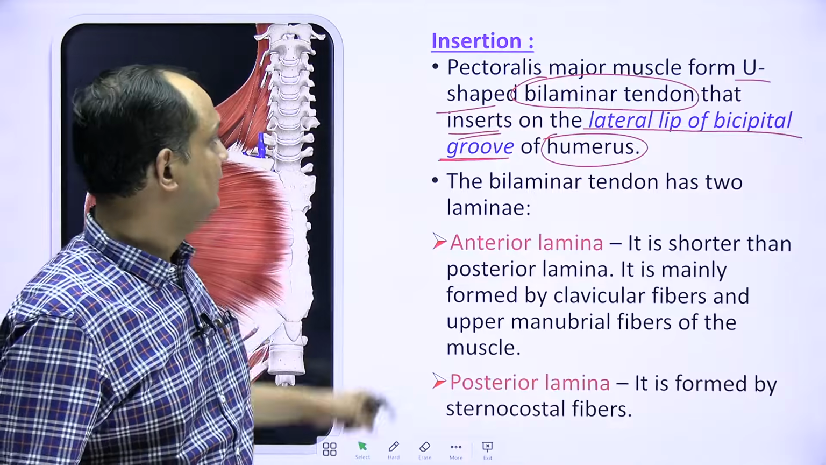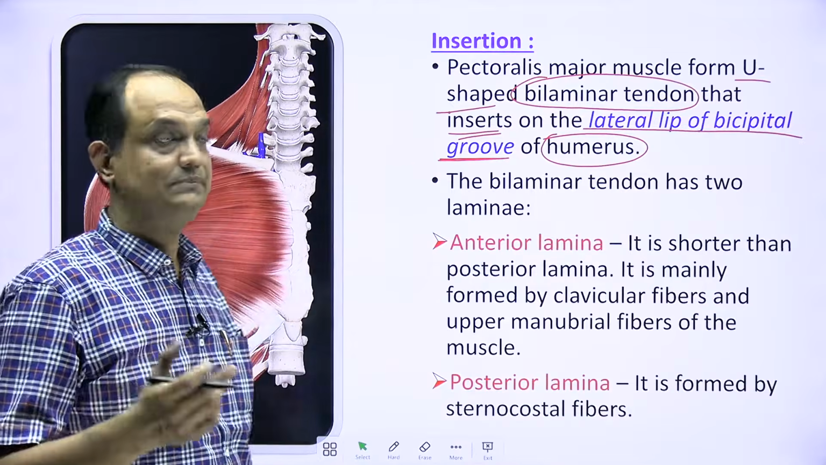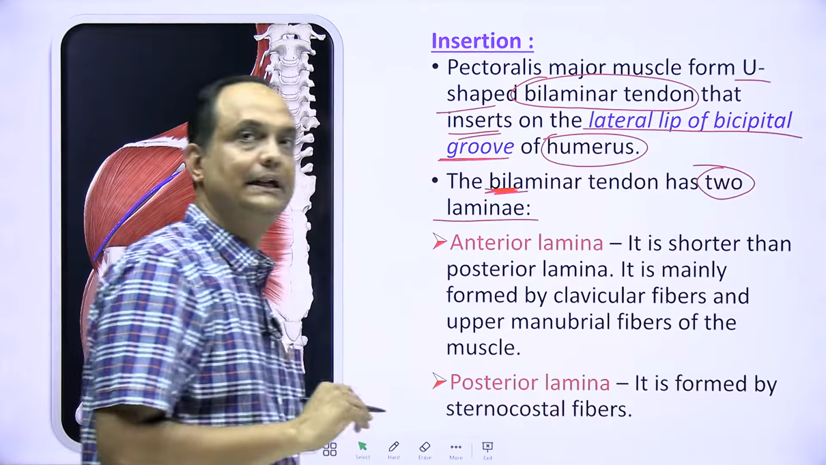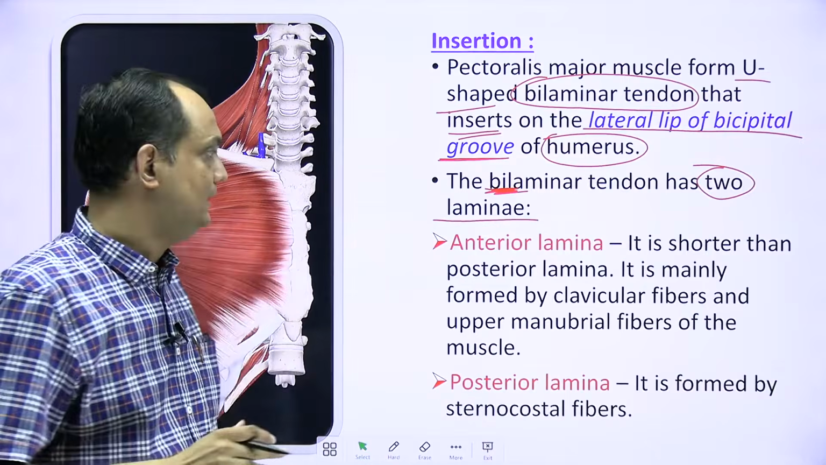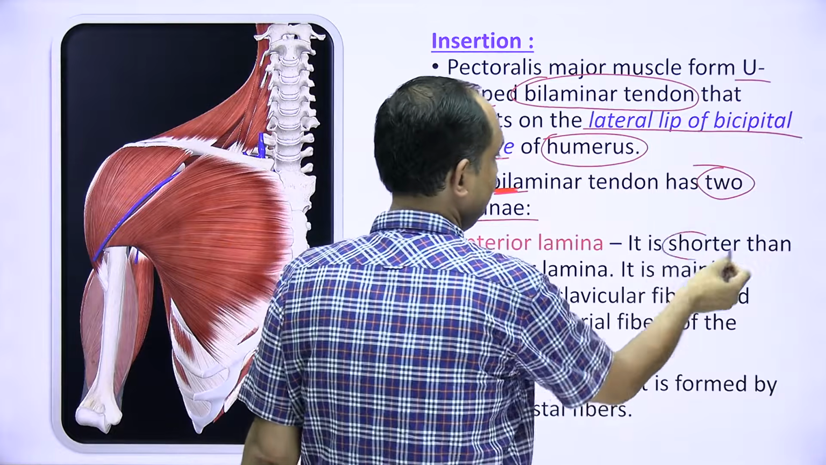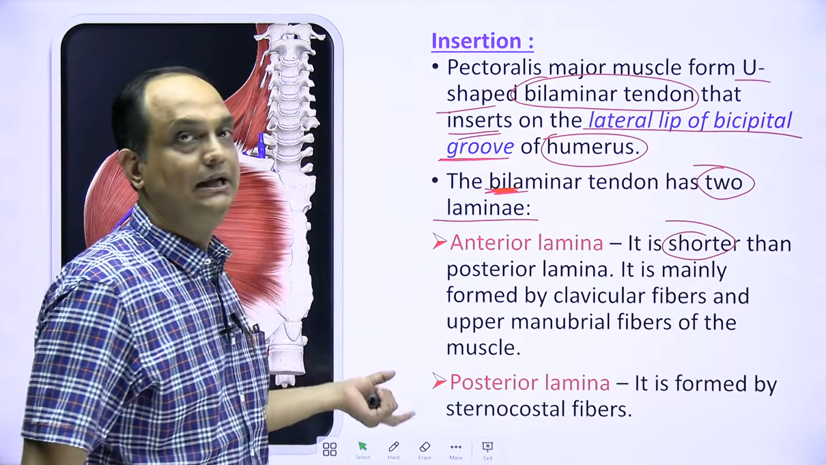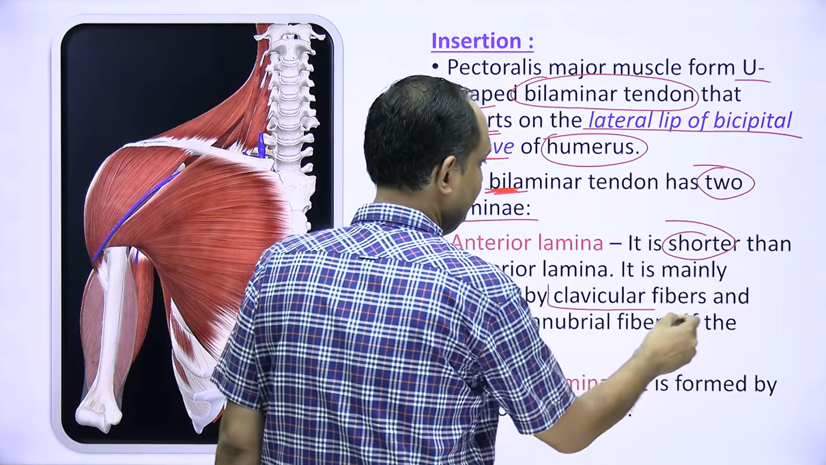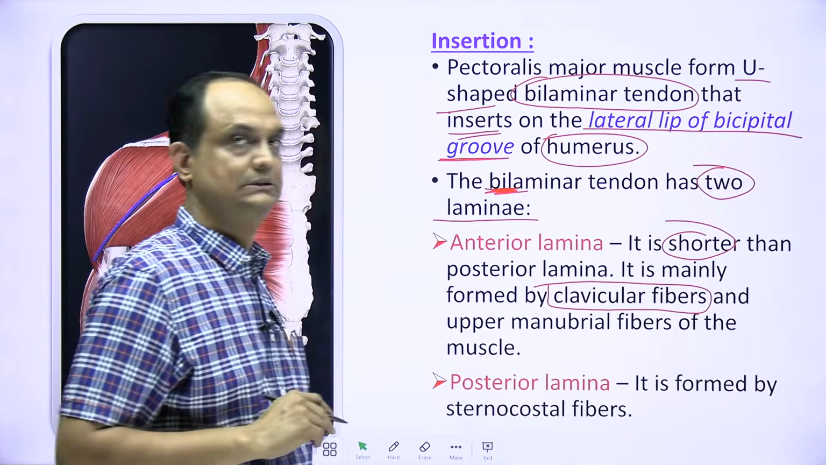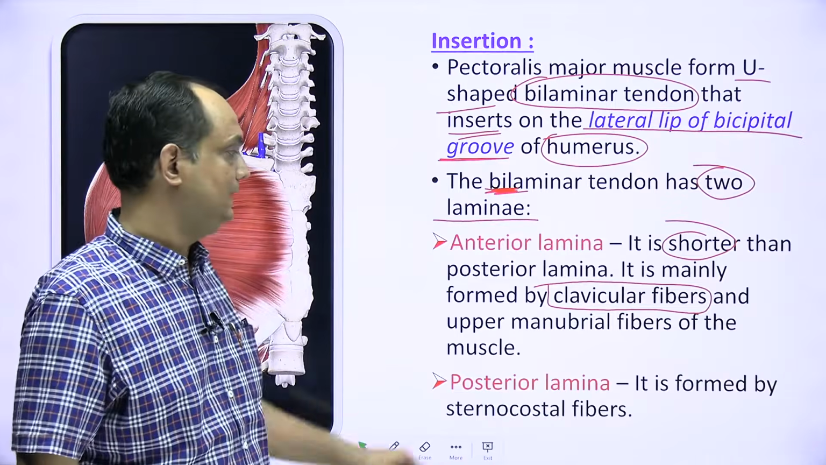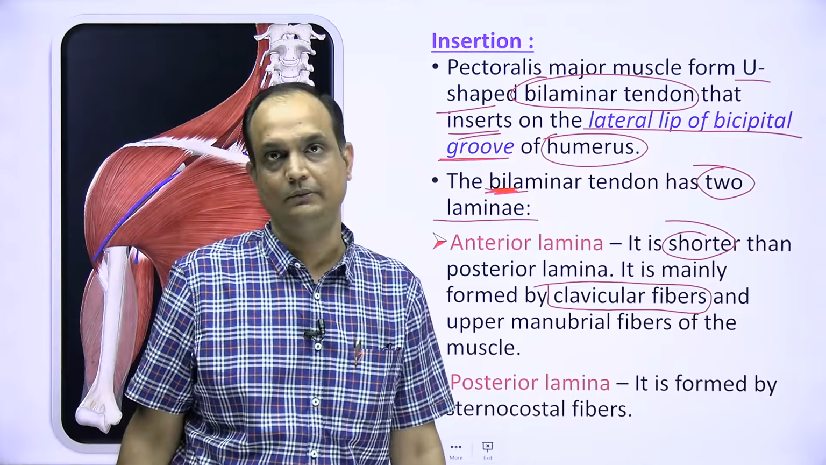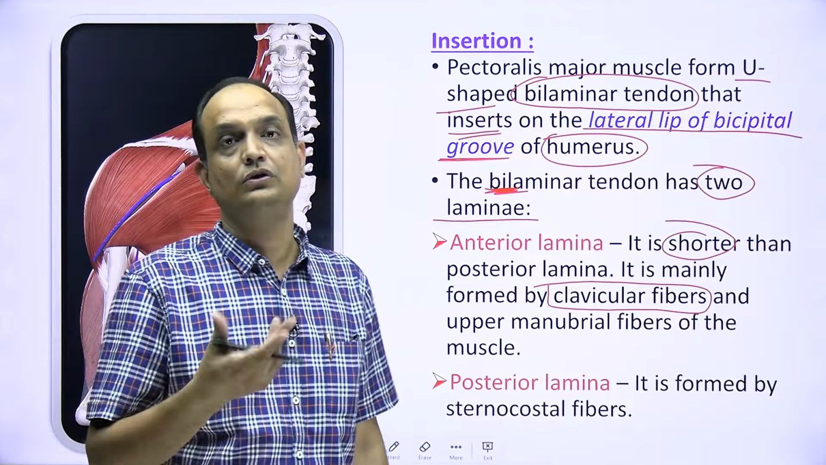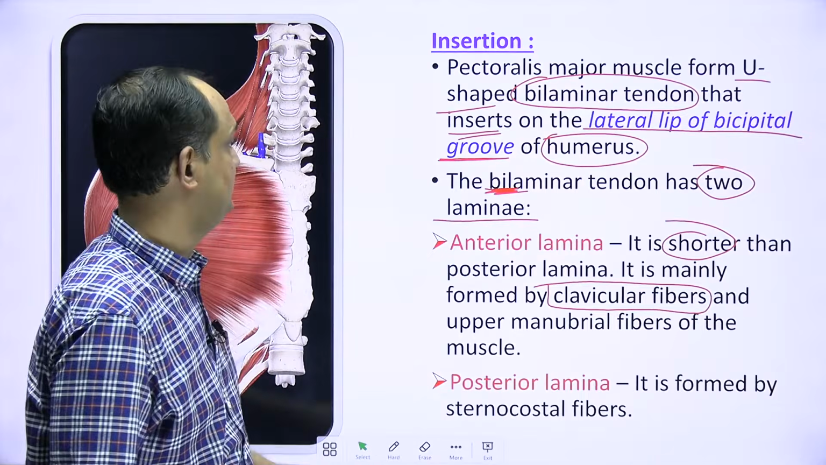Now, the bilaminar tendon, as the name suggests, has two laminae, anterior lamina and posterior lamina. The anterior lamina is shorter compared to the posterior lamina, and it is mainly formed by the fibers coming from the clavicle, the clavicular fibers, and it is also contributed to by the uppermost manubrial fibers. The posterior lamina is formed by the remaining sternocostal fibers of the pectoralis major muscle.